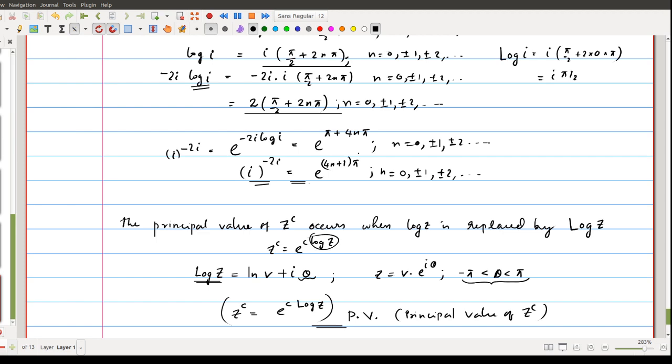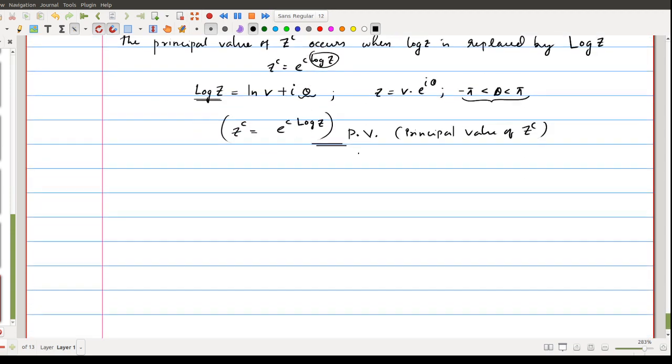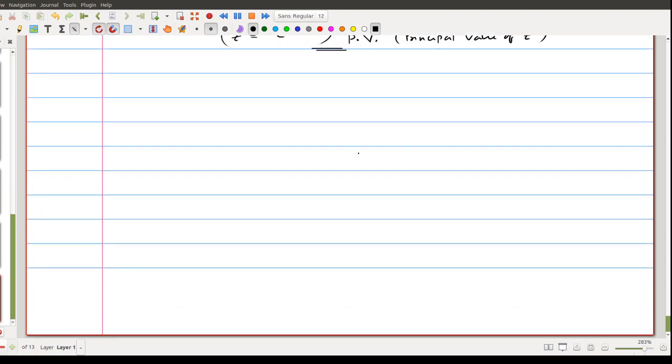These are the problems discussed in section 33. Now we move on to trigonometric functions, section 34. Section 34 deals with trigonometric functions.